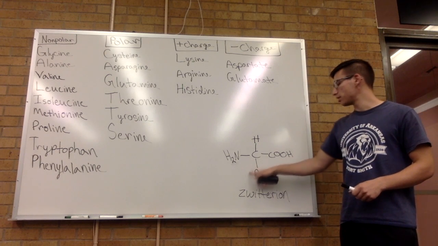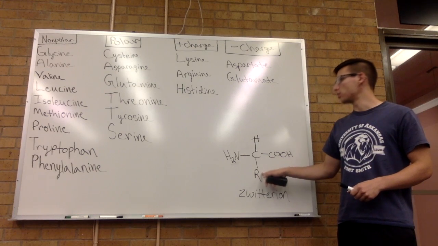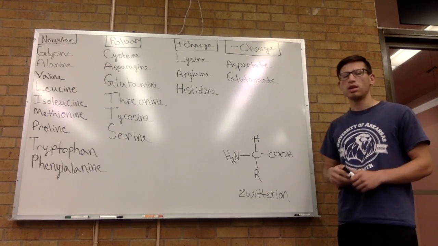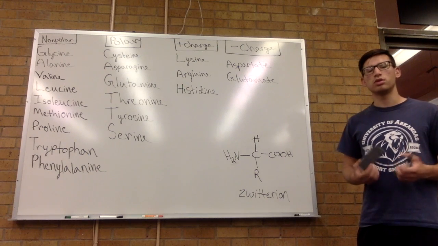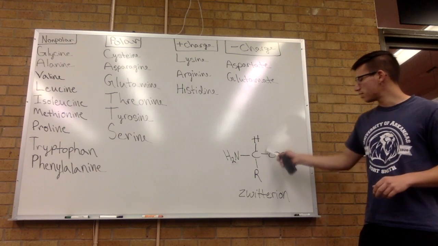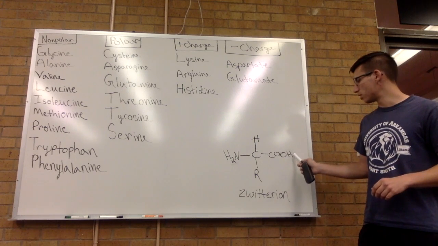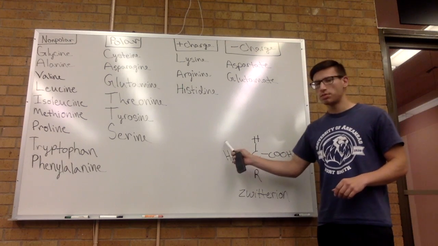This R group basically determines what kind of amino acid it is. Depending on what group is here determines any of these 20 amino acids. There are more than 20 amino acids, but for the sake of the MCAT, they want you to know only 20. So what happens is this acid group right here wants to donate its proton, this hydrogen. Now this amine group wants to accept hydrogens.